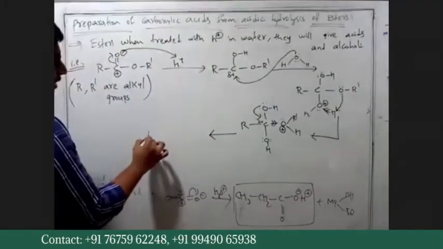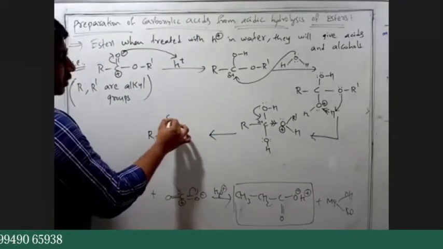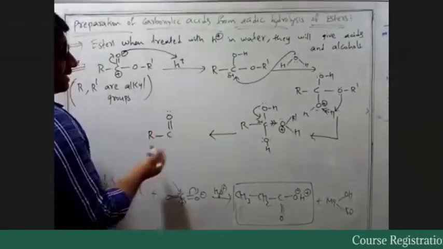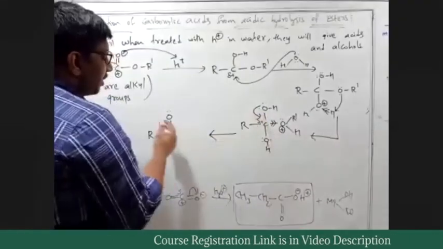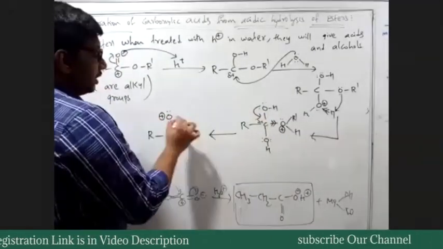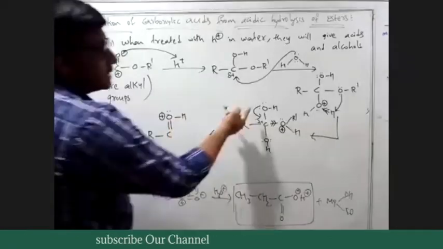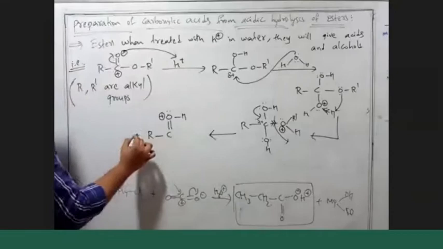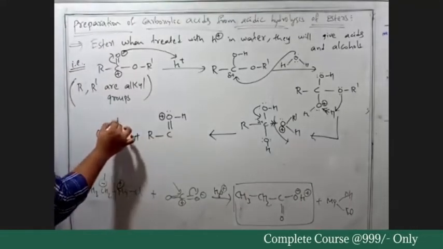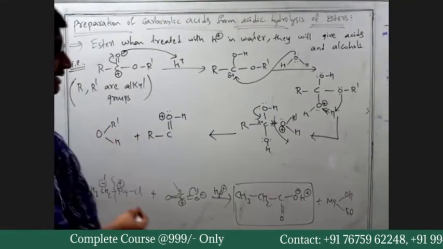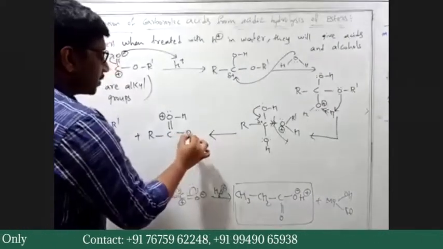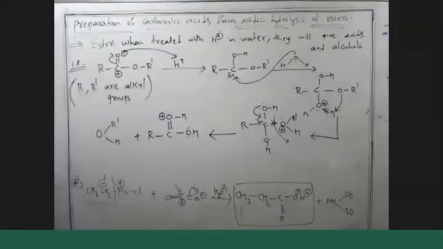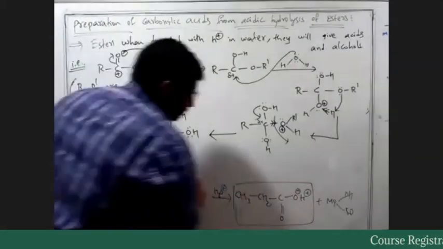So what happens now? R, C, double bond O. One lone pair is used in the double bond. The other lone pair is as it is. As one lone pair is used in the bond formation, we have positive charge here again. The OH bond is as it is. As soon as this lone pair comes into this bond, R dash OH would be lost as it is. And this downward OH, we can simply write it like this. We have another OH here, right? We can simply write the OH.